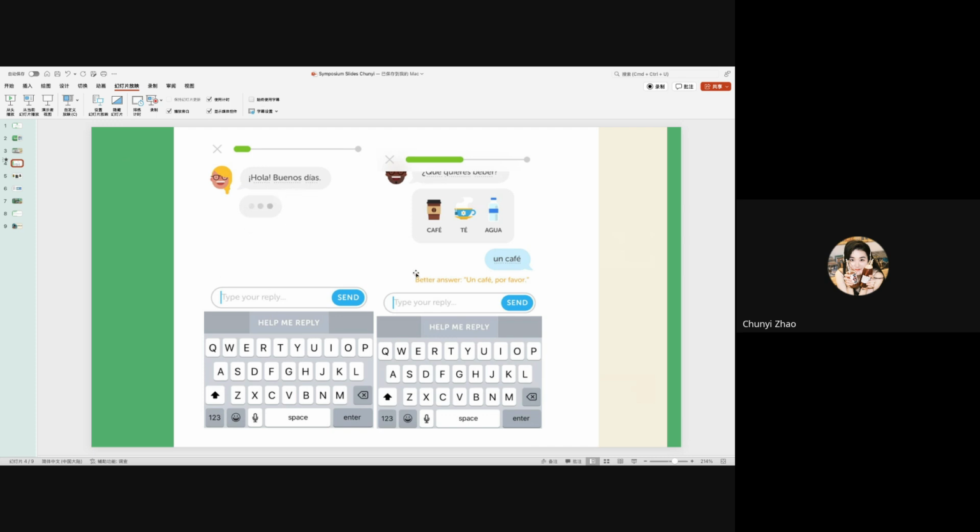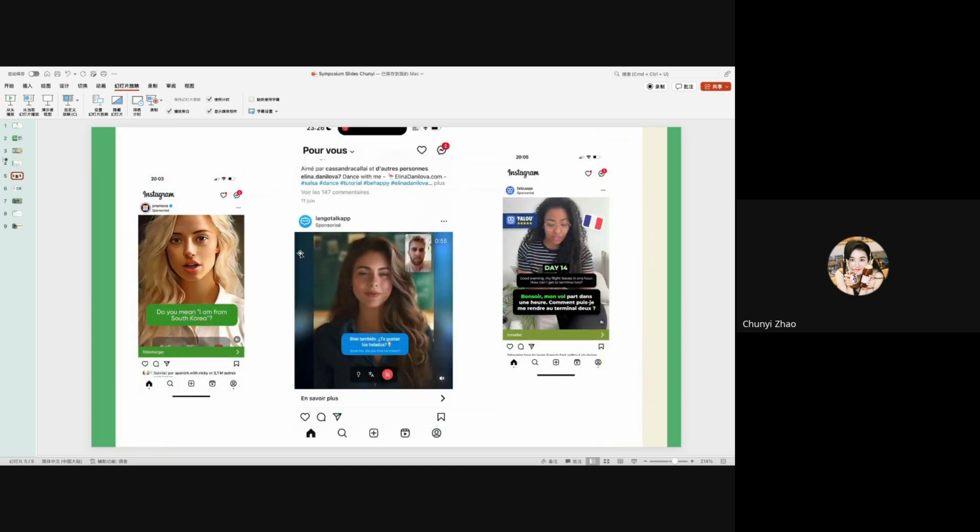Here is a screenshot from Duolingo, and the user is learning Spanish. So the AI is talking with the user in Spanish. The user needs to choose the object in these pictures, and they speak Spanish. And the AI tool will interact with it to help them pronounce better. But I think this kind of chatbot is boring. So there are many more different kinds of AI that emerged.